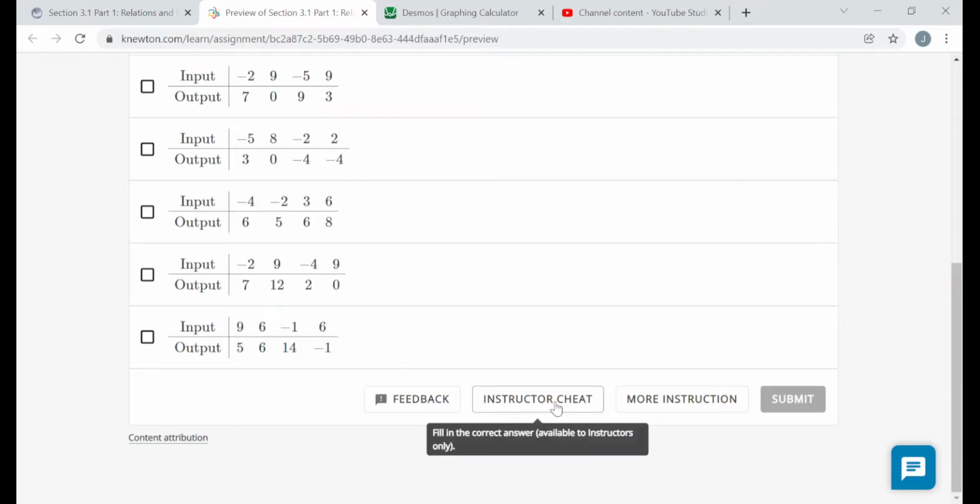You will not have this instructor cheat button. This is for instructors only, but you will have a more instruction button where, if you're struggling with a topic, you can click on this. It'll take you to some reading, some videos maybe, and then you'll have questions related to that reading or those videos, and you can work through those and get through the assignment that way if you wish.